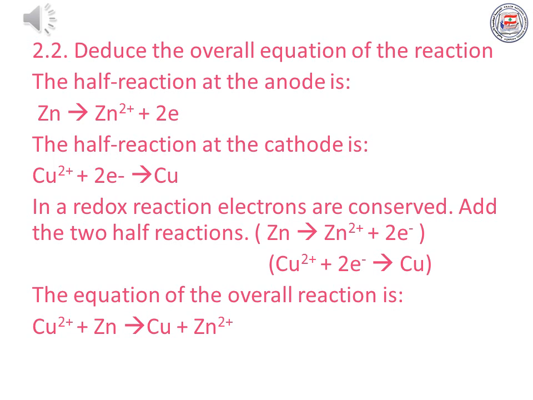Number 2.2. Deduce the overall equation of the reaction. The half reaction at the anode is Zn giving Zn2+ + 2e-. The half reaction at the cathode is Cu2+ + 2e- giving Cu. In a redox reaction, electrons are conserved. Add the two half reactions and you eliminate the 2 electrons. So the equation of the overall reaction is Cu2+ + Zn forming Cu + Zn2+.